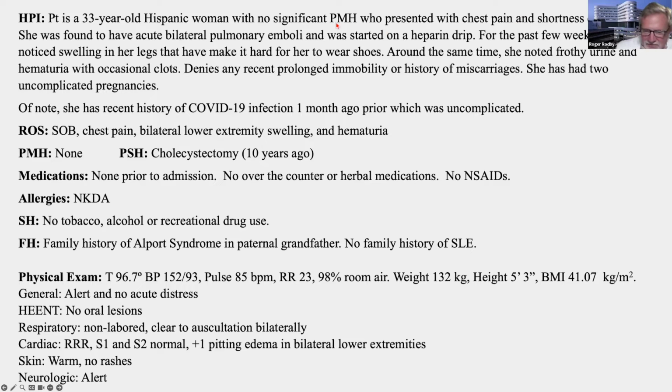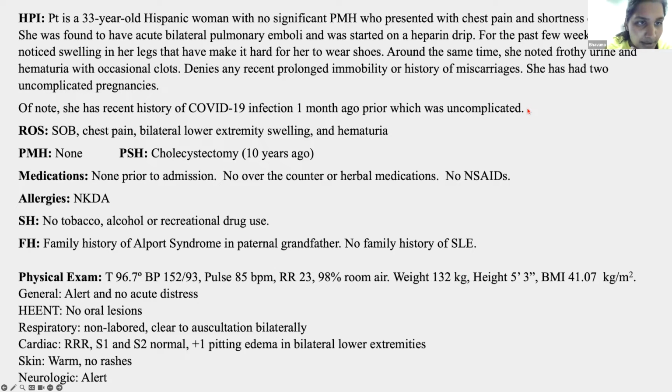Bhavna, I think you're going to read it for us. Yes. All right, can everyone hear me? Okay, so we have a 33-year-old Hispanic woman with no significant past medical history who presented with chest pain and shortness of breath. She was found to have acute bilateral pulmonary emboli and was started on a heparin drip. For the past few weeks, she has noticed swelling in her legs that has made it hard for her to wear shoes. Around the same time, she noted frothy urine and hematuria with occasional clots. Denies any recent prolonged immobility or history of miscarriages. She has had 2 uncomplicated pregnancies. Of note, she had a recent history of COVID-19 infection 1 month prior, which was uncomplicated.